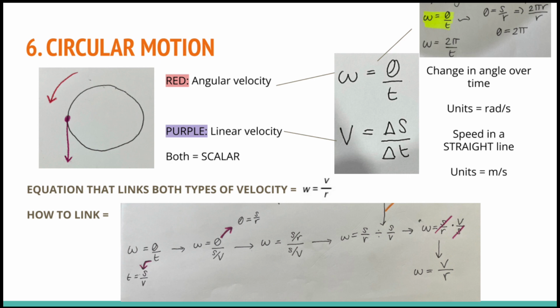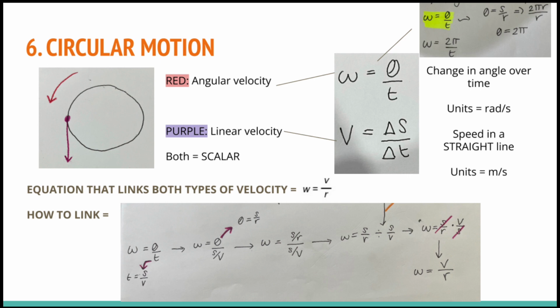And as for the purple line, which is linear velocity, it is represented by velocity equals change in displacement divided by change in time. It is a speed in a straight line, and the units for this are meters per second. Both are scalar, meaning that they only represent magnitude and not direction. The equation that links both types of velocities is omega equals velocity divided by radius.